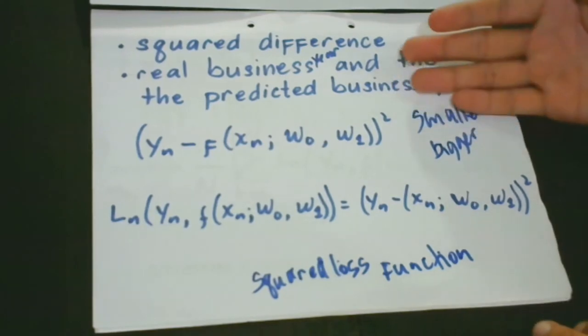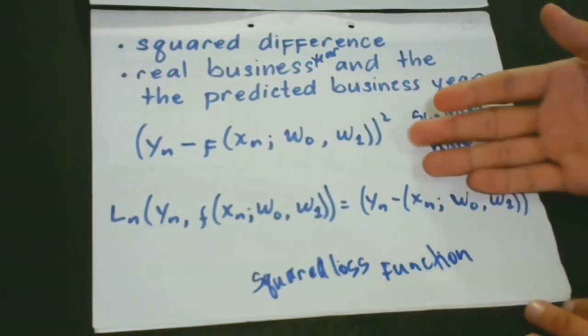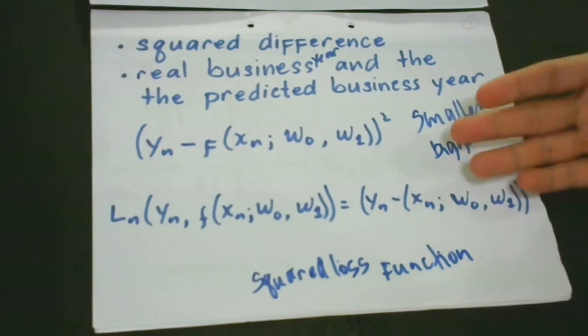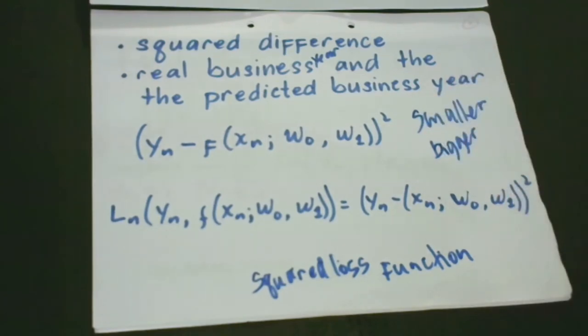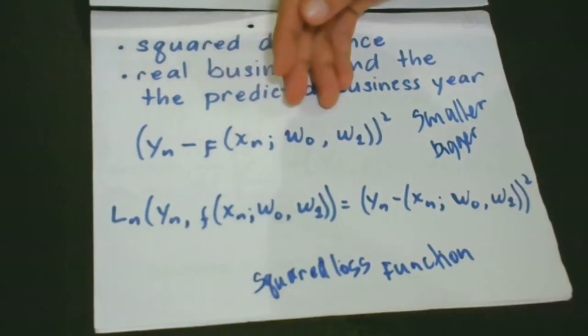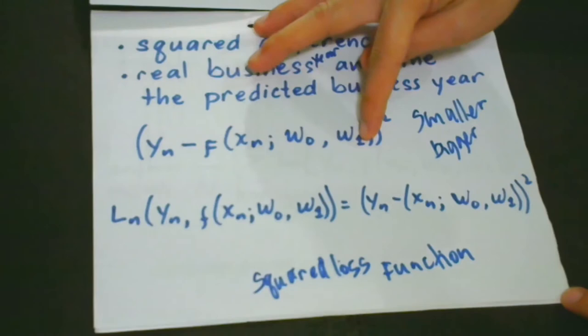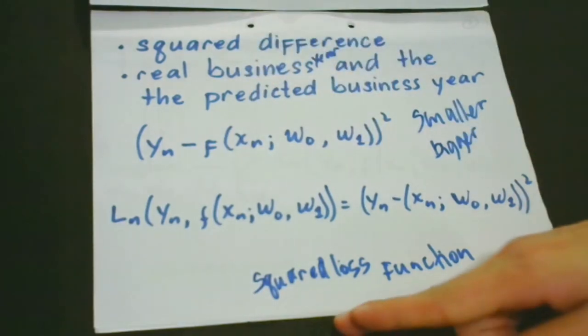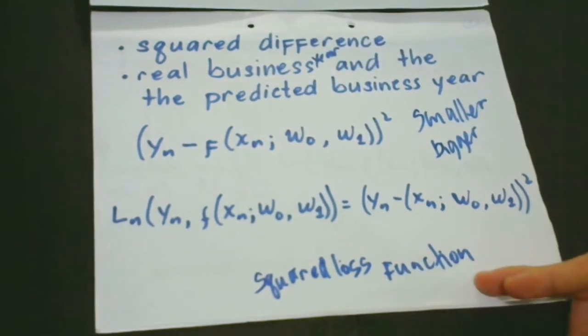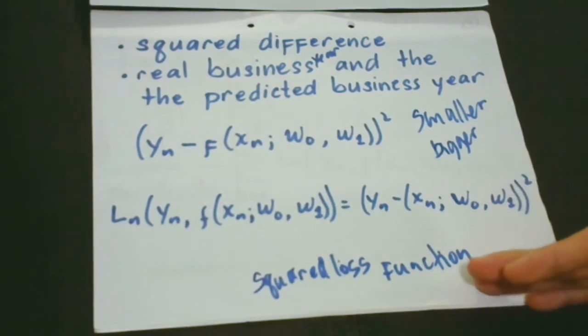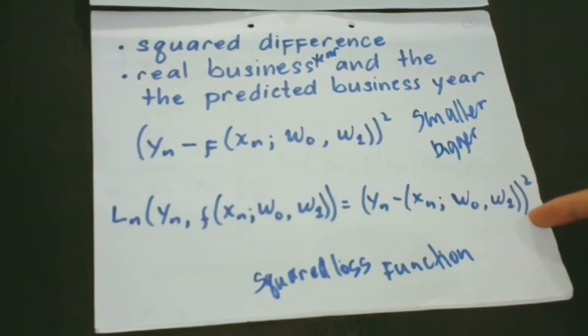If we are not going to get a difference, or square the difference, what will happen is that we will continuously increase the value of this one. Okay? So this is called the squared loss function. So what is this? The squared loss function is expressed mathematically using this one.